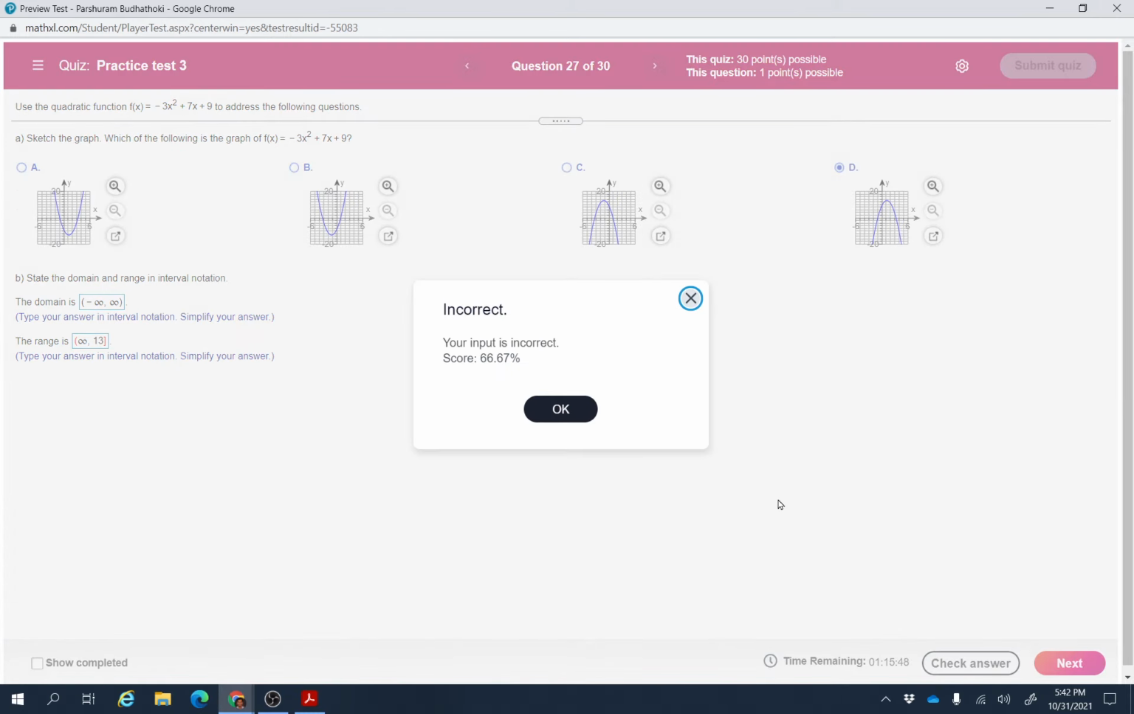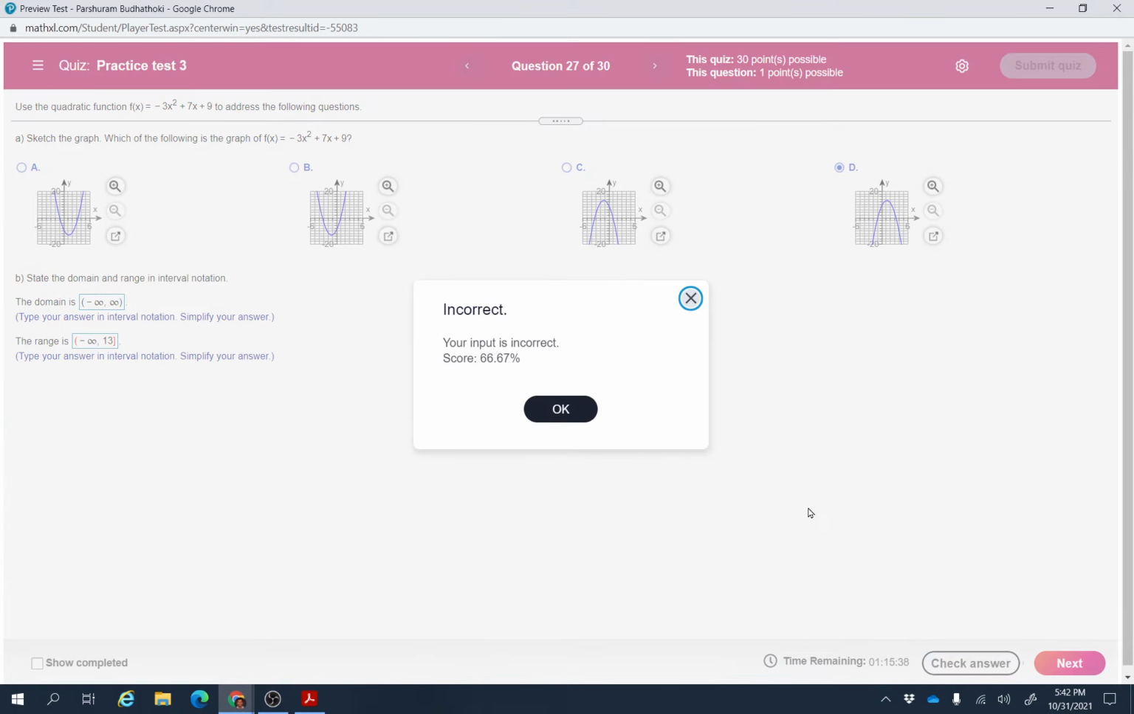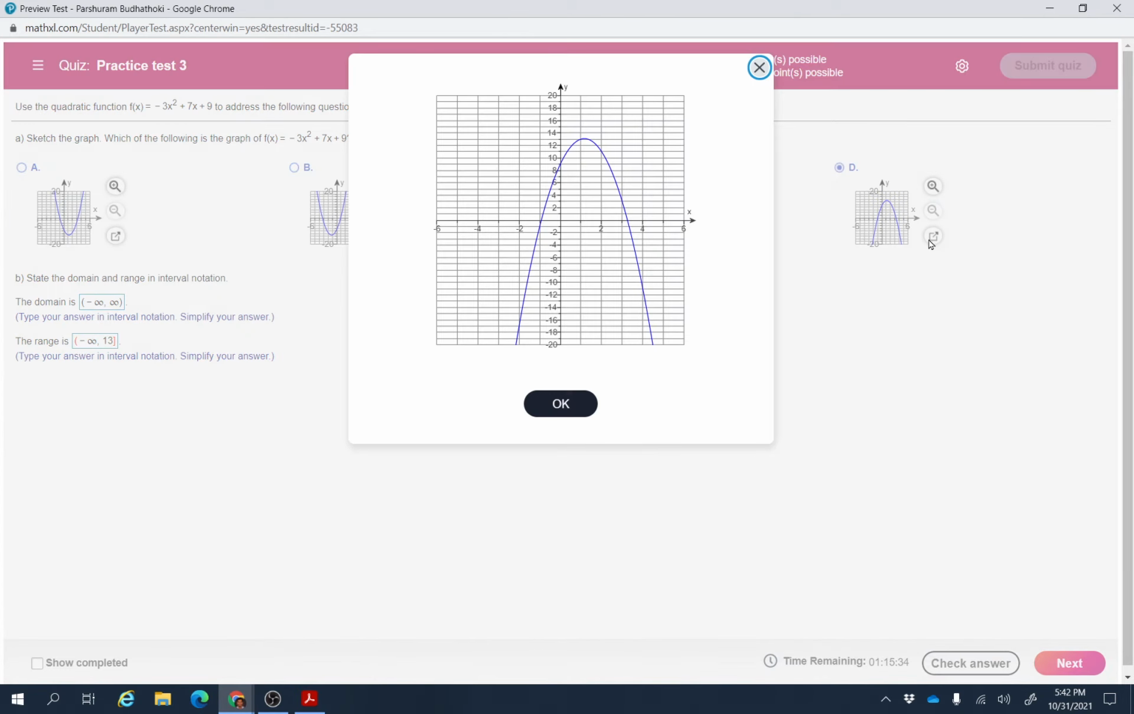Okay, wow, did I do something wrong here? Oh yeah, I missed the negative sign here. It should be from negative infinity up to positive 13. Again, I missed something. What did I do? Let me go back here.